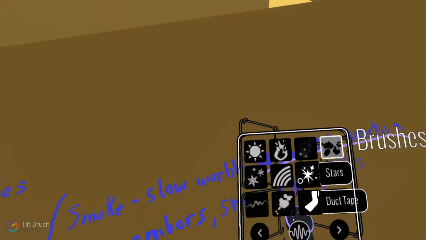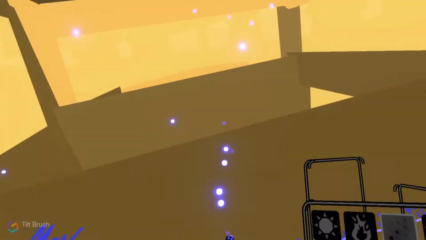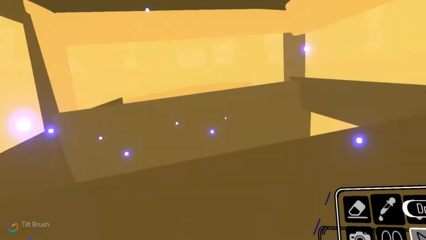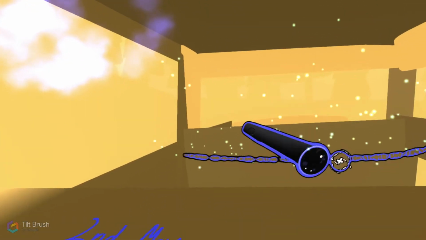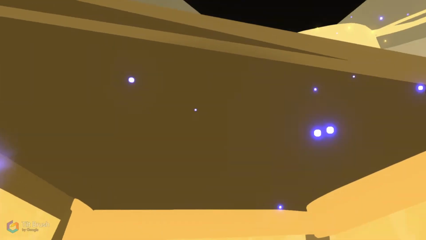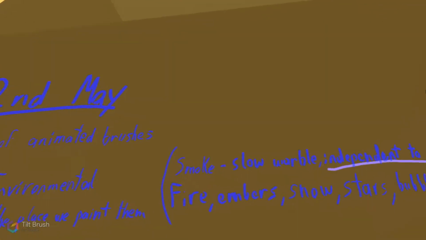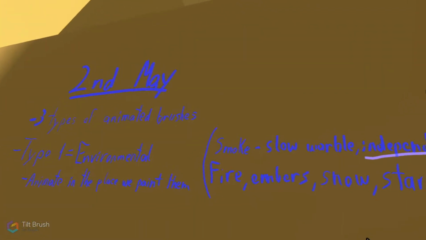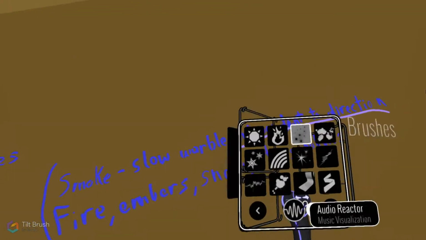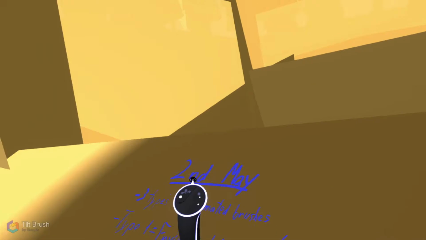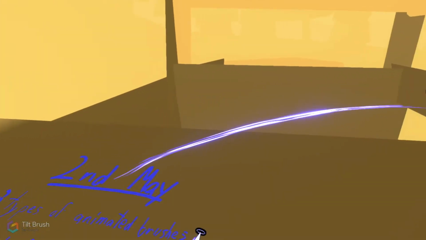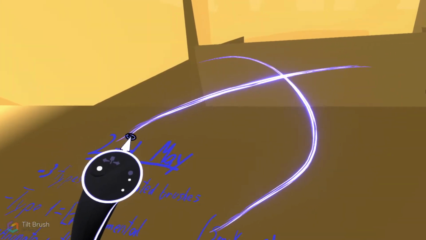Some other examples are fire, and this is an easy way to put it. You can see fire, no matter what, goes upwards. Even if you select it and then turn it around, it still goes up in the same exact direction. So that's an example of how it's independent of direction. Then the embers, sorry, that was embers. Fire is the same.